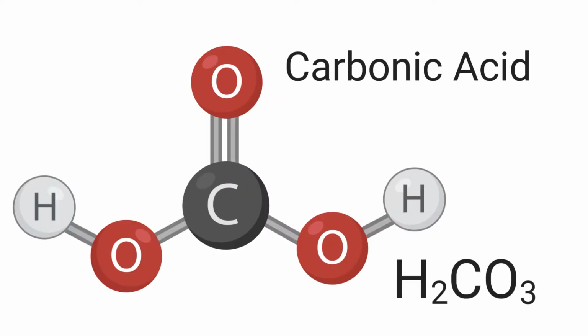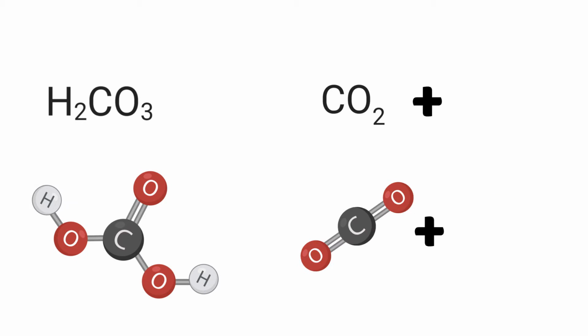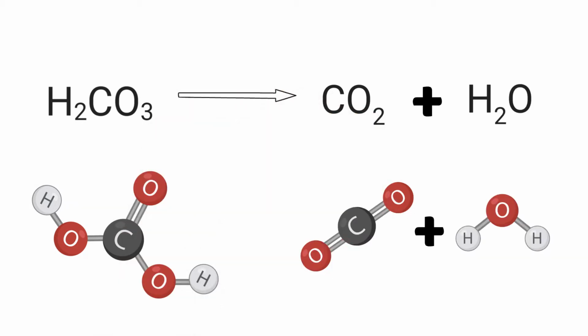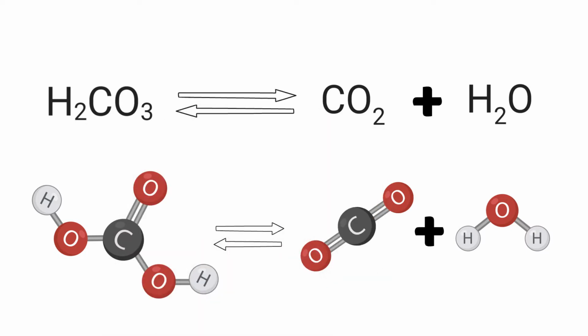This is carbonic acid. Carbonic acid is a buffer in your blood. We will talk more about buffers later, but for right now, all you need to know is that your body converts carbonic acid into CO2 and H2O. But it can also convert CO2 and H2O into carbonic acid. A great many chemical reactions are considered reversible, so instead of a single arrow, their equations have a double arrow, indicating that they can go both ways.